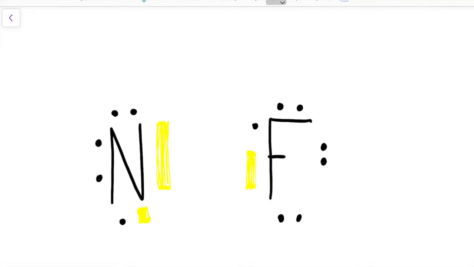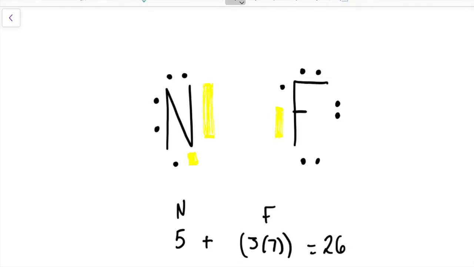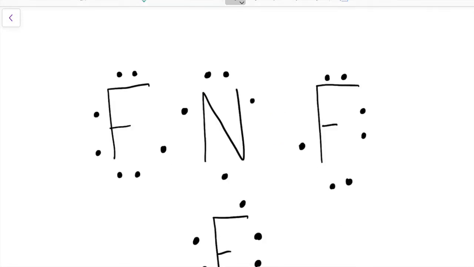Together, nitrogen has 5, so you do 5 here, and then there are 3 fluorines with 7 each, and you multiply that together, and in total they have 26 valence electrons. If you look over here, I have already arranged it, so there are the 3 fluorines that we have from NF3, and then the 1 nitrogen.